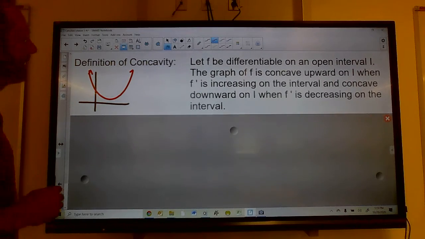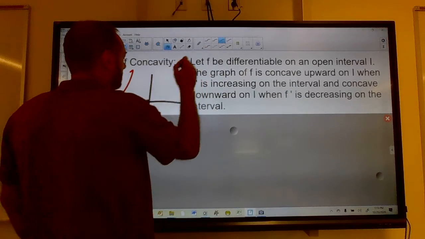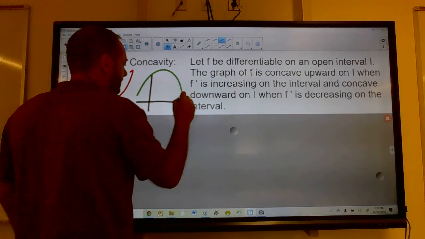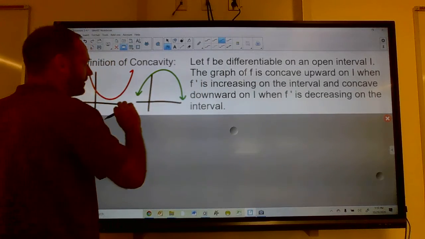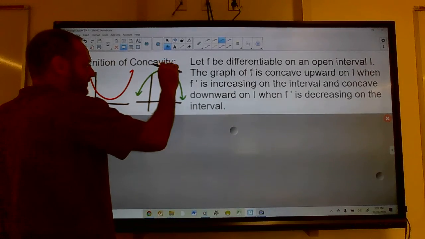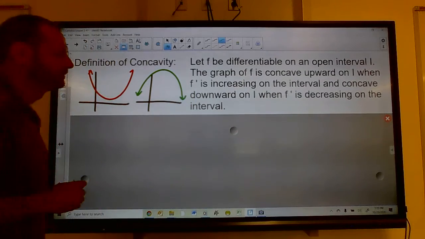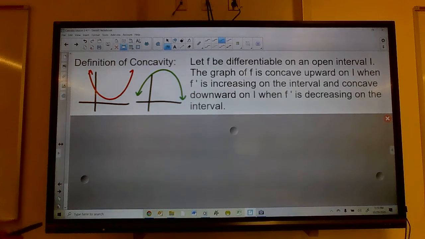So that's concave upward. Now, if we look at the other situation, where we have concave down, this is a big slope here, and it's getting smaller and smaller until it reaches 0. And now it's going negative, so it's getting smaller and smaller and smaller. So that's concave down. So if the slope is decreasing, then it's concave down. If the slope is increasing, it's concave up.